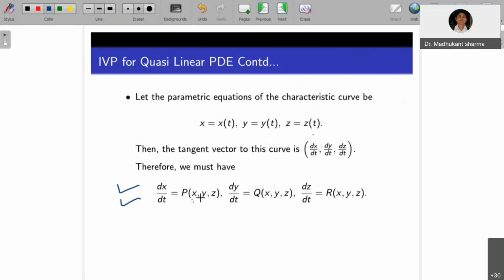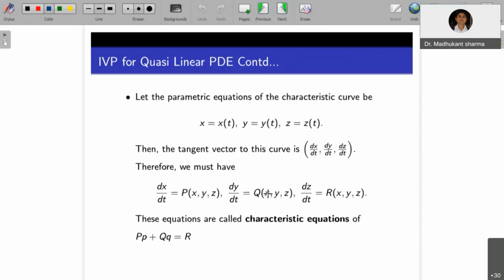So on the right hand side also you can replace x by a function of t, y by a function of t, z by a function of t. So it will be a system of ODEs to solve. These equations are called the characteristic equations of Pp plus Qq equals R.